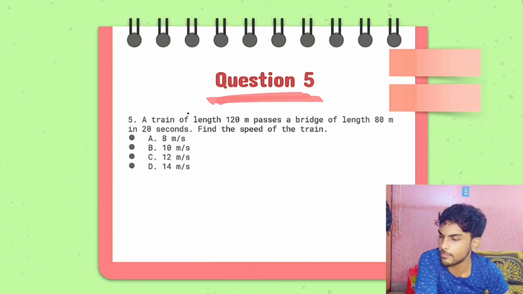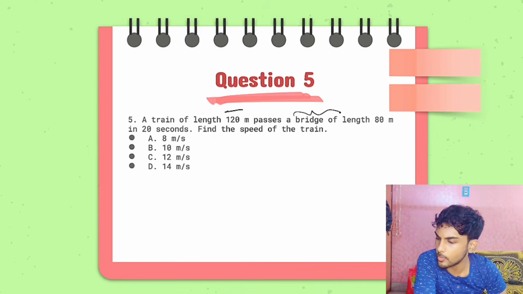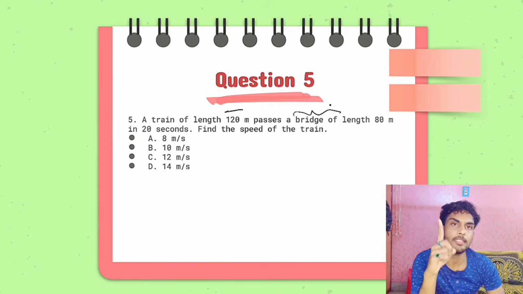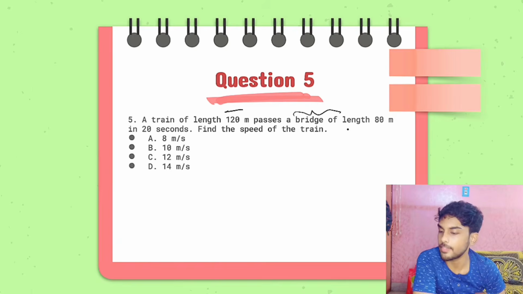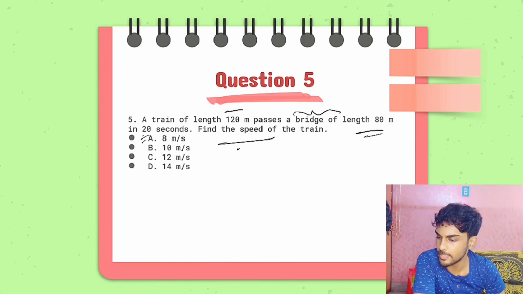Question number 5. Once again from that train length problem. Try it yourself first. I have given you hints. The train of length 120 meters versus a bridge. Last time it was a pole. Imagine a pole: it doesn't have significant distance to cover, but a bridge does. So the bridge length is 80 meters. Time is given as 20 seconds. Find the speed of the train.